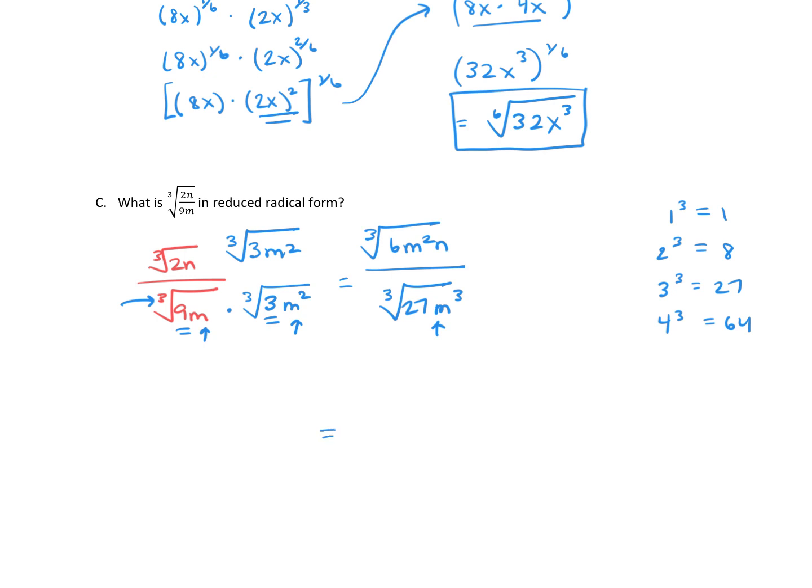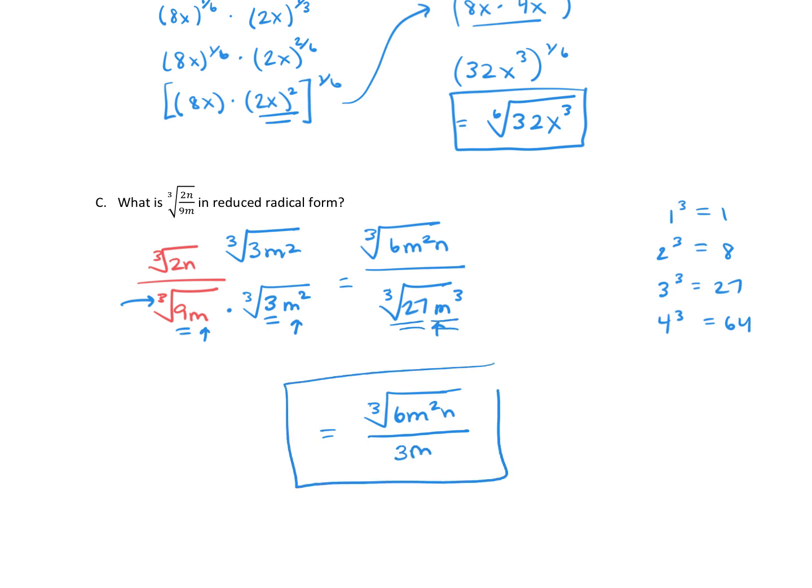All right, we can't do anything with that cube root of 6m squared n, because if we look at our perfect cube numbers, do any of these fit into a 6? Nope, 6 is too small. And then you have to have at least an exponent of 3 with your variables to be able to simplify it. So that's done, but our denominator, cube root of 27m cubed, what's the cube root of 27? 3. What's the cube root of m to the 3rd? M. And that's how we are rationalizing denominators that have roots other than a square root.